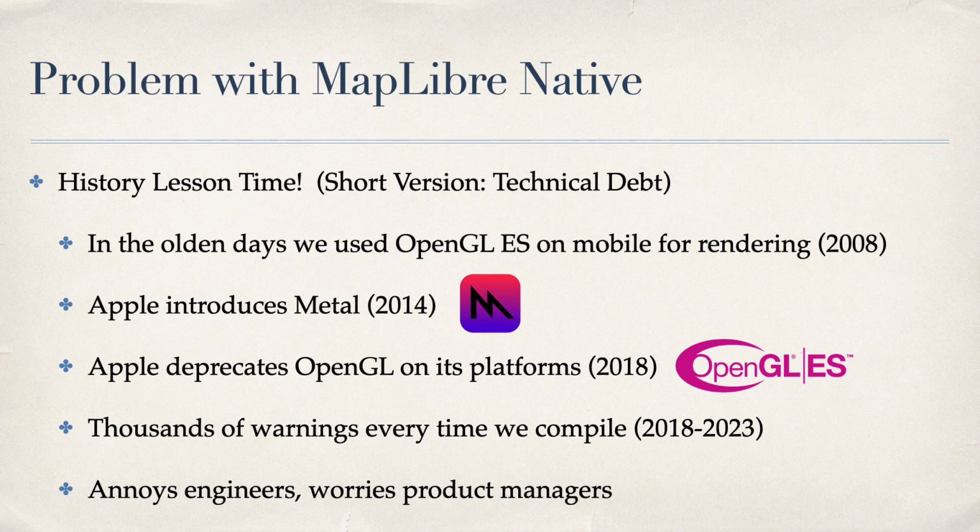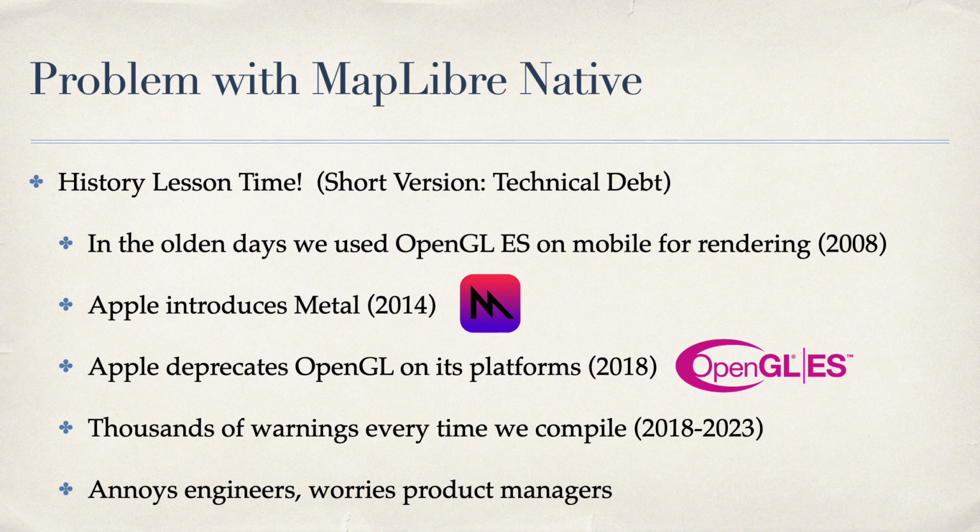To give you the short version, it was technical debt. So in the old days, we used OpenGL ES on both iOS and Android for rendering. So it's an open graphics toolkit, worked fairly well for a long time. But GPUs, that is the graphics processing units that do all our real-time drawing, they changed a lot between when the toolkit was developed and now. So Apple introduced Metal, their high performance rendering toolkit, kind of low level rendering toolkit for iOS and macOS in 2014. And then it deprecated OpenGL on its platforms in 2018.